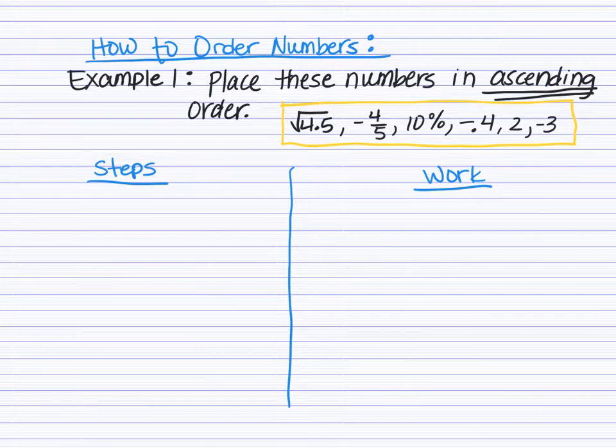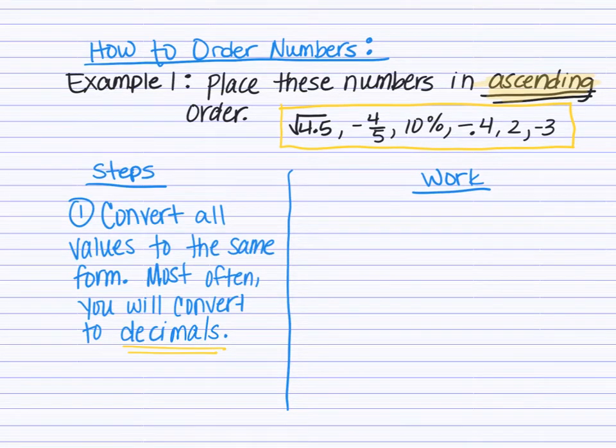Now that's that vocabulary word that we talked about, making sure that you're identifying words like ascending in the problem to know that that means we need to go from least to greatest. Ascending means to go up, so that's why we're starting with the smallest numbers, all the way to the greatest numbers. So let's start with step number 1.